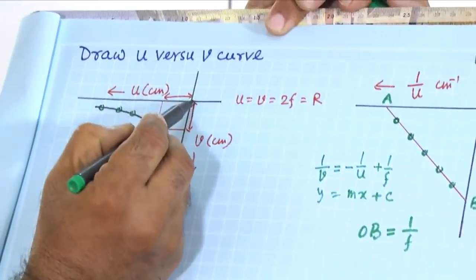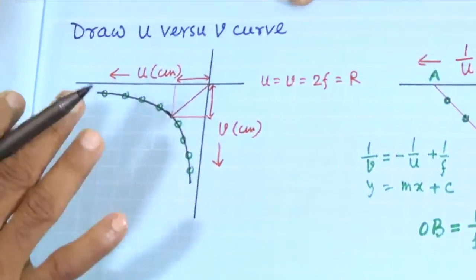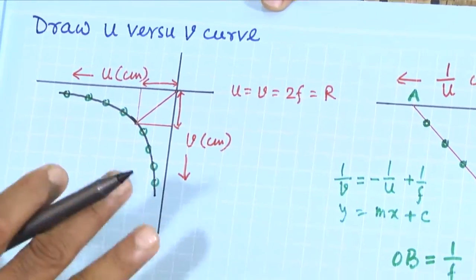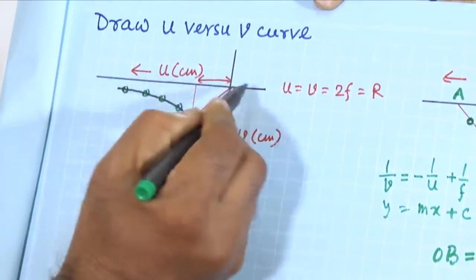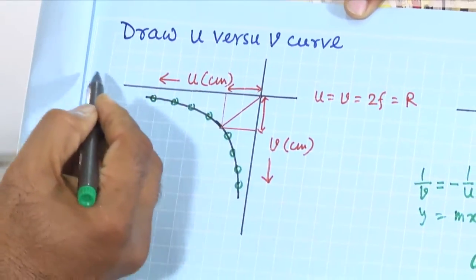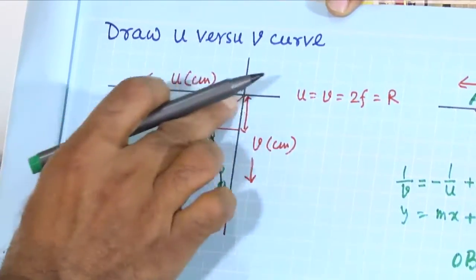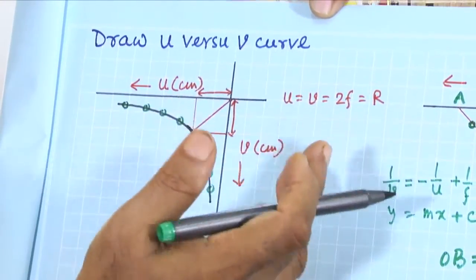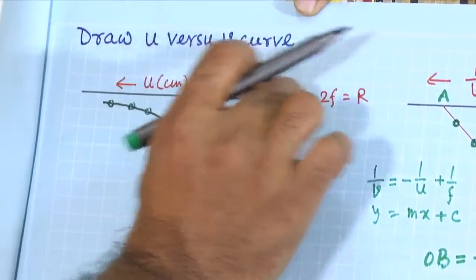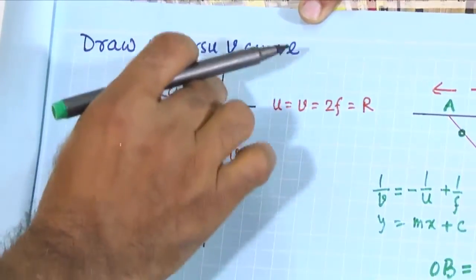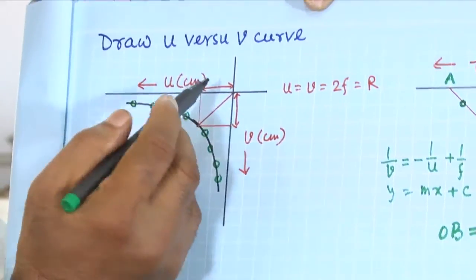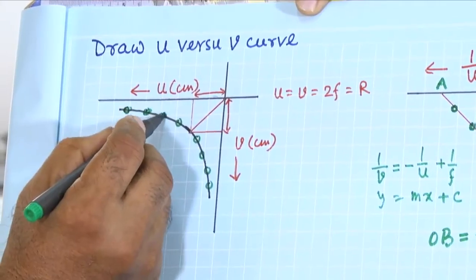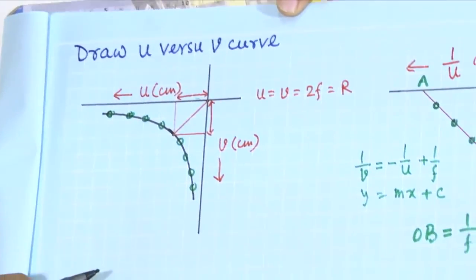Since in case of a concave mirror, the u value and v value both are negative, this is the x axis. So we have plotted in the negative value direction, and this also v negative. So this is the y axis, this is the x axis, so negative x, negative y. Now choose the scale and plot your data: for different u, what is the v value.